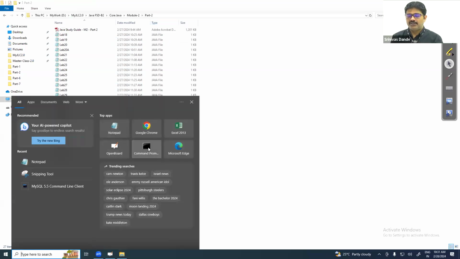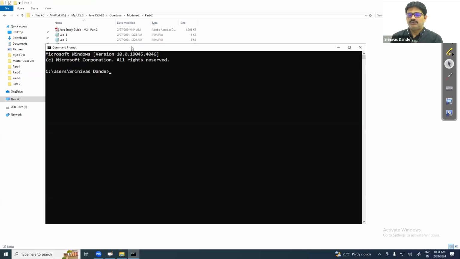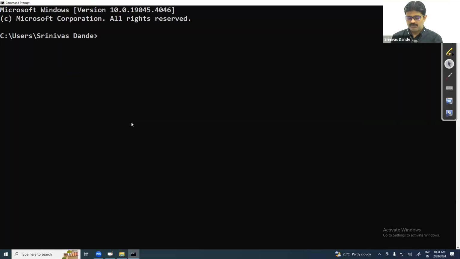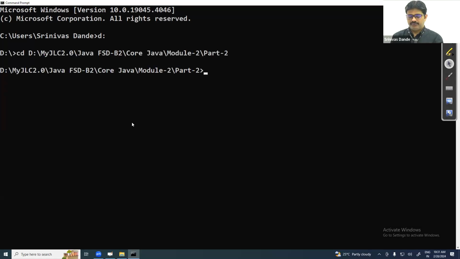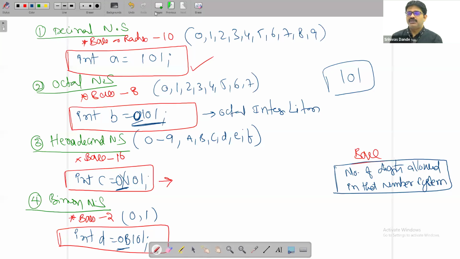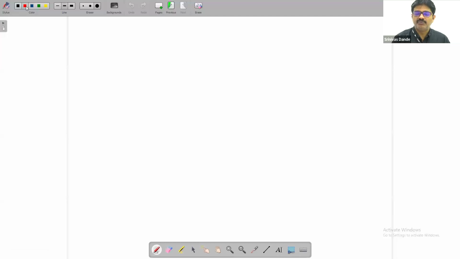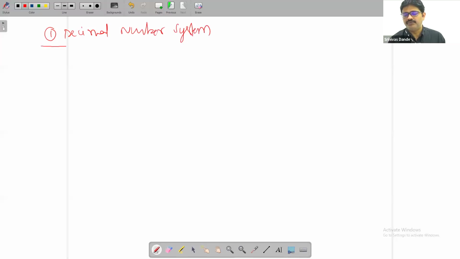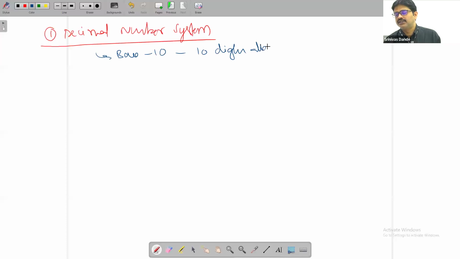Previously lab 41 completed, right? Done. So first we'll start one by one. Decimal number system, I'll quickly revise this. So each one we'll see now. So first, about the decimal number system. As we know, base is 10. So 10 digits allowed.